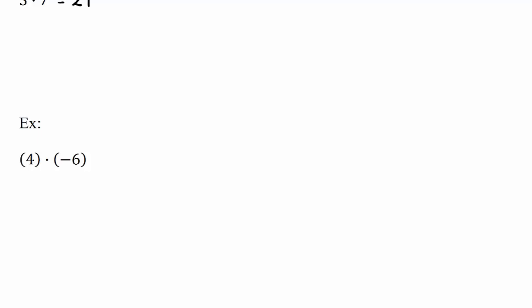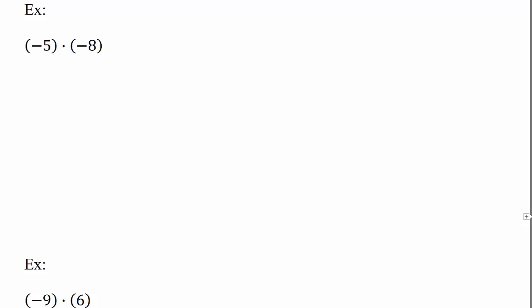Let's look at another example. Let's take 4 and multiply that by -6. So just look at the numbers first, don't look at their signs. So 4 times 6, that's going to be 24, and the 4 is positive, the 6 is negative. Those signs are opposite, and so this result will be a negative.